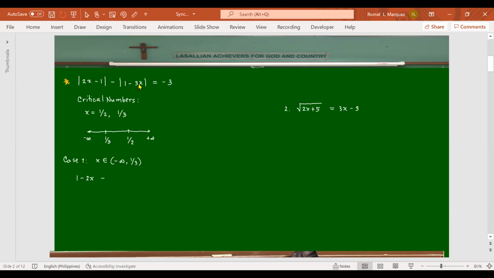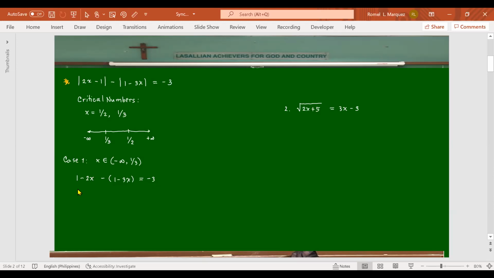What about 1 minus 3 times 0? Remember, we chose 0. 1 minus 3 times 0. What is that? Positive or negative? Positive. So we just copy. If positive, we just copy. If negative, we are going to take the opposite of the expression. Is that clear, children? Yes po, sir.